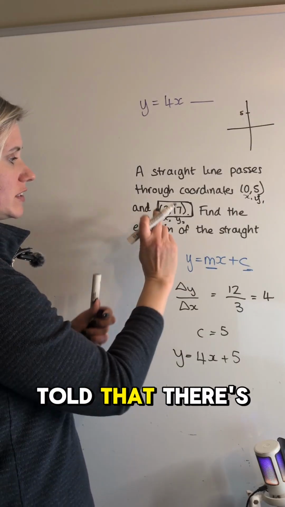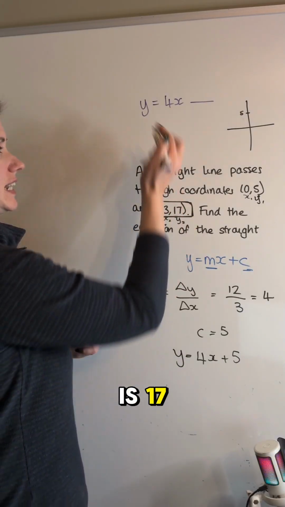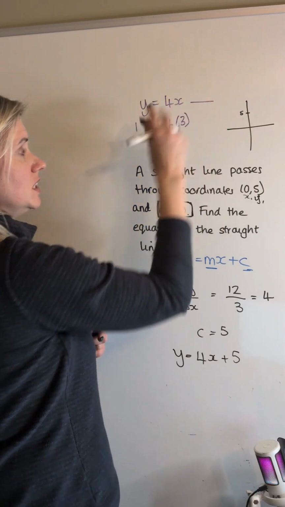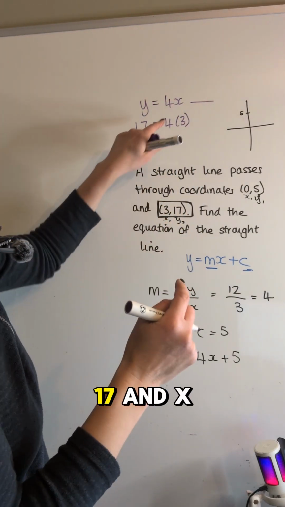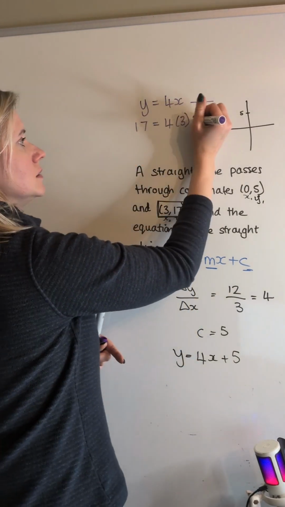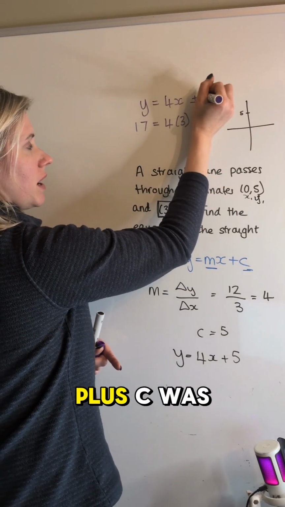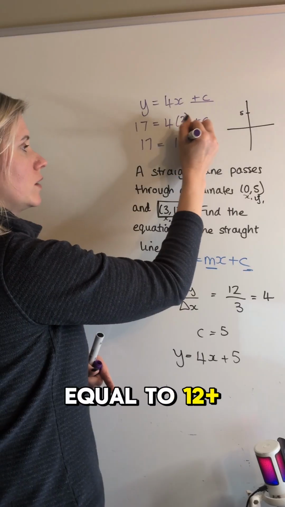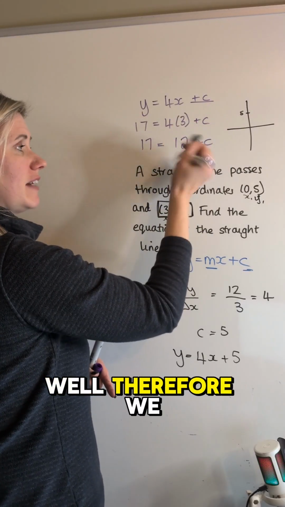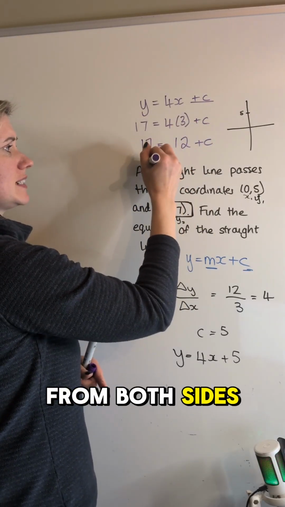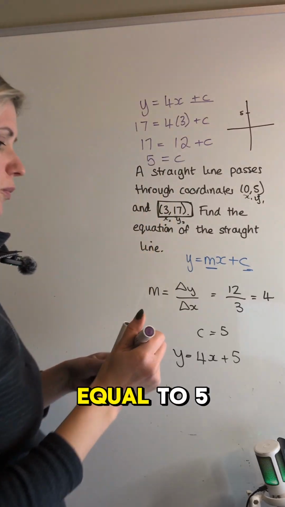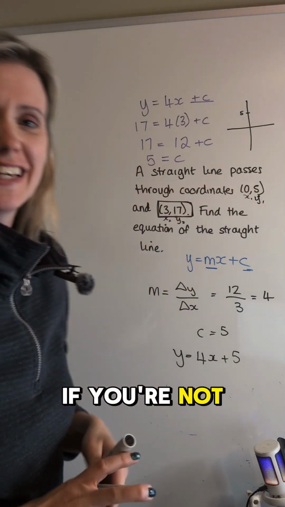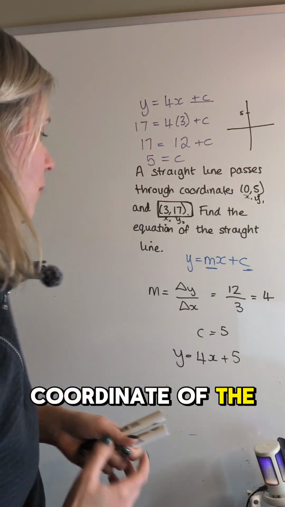Well, we are told that there's an x of 3 and y is 17. So when x is 3, y is 17. So I've substituted in y as 17 and x as 3. And we didn't know what the plus c was at the end. That's what we're trying to work out. Well, 17 is equal to 12 plus c. Therefore, if we take away 12 from both sides, c must be equal to 5. Another way of finding that y-intercept if you're not given exactly the coordinate of the y-intercept.